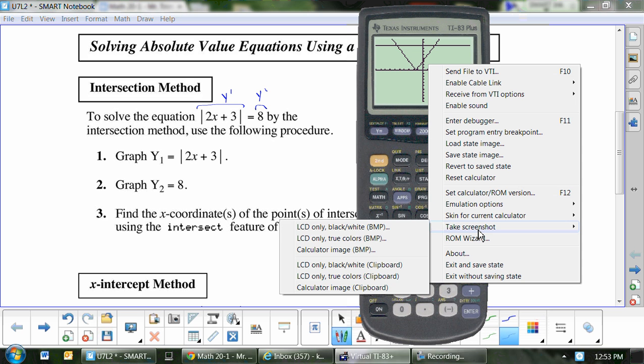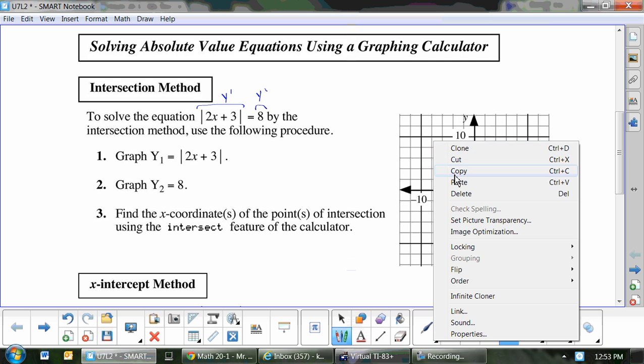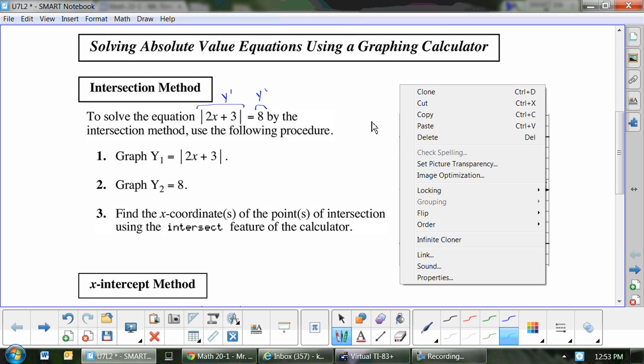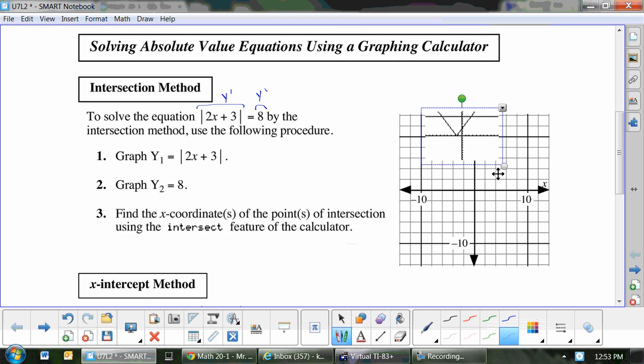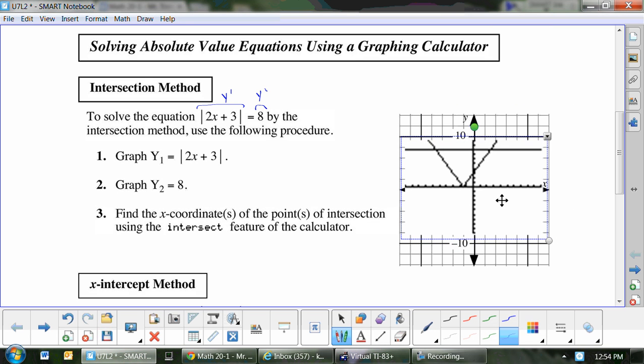Okay, so you can draw this on your page. If your graph looks like this, you shouldn't be talking. And if it doesn't look like this, you can put up your hand. It should be at 8, because this is y is equal to 8.